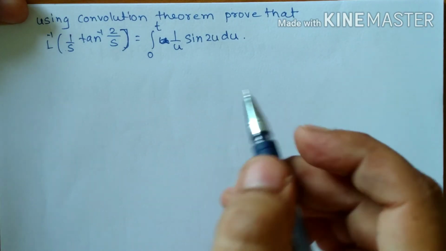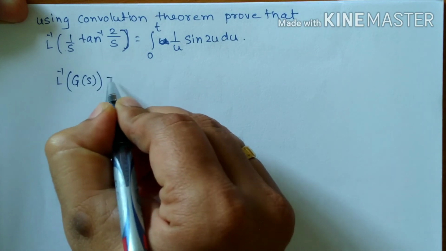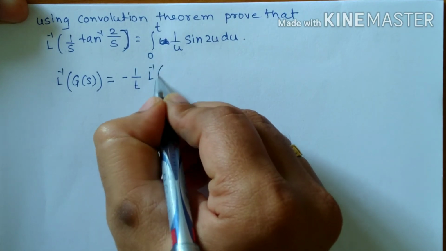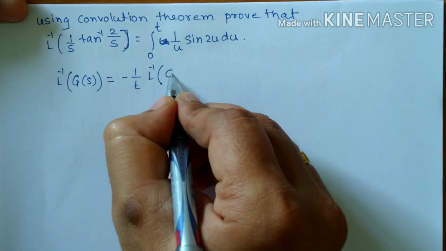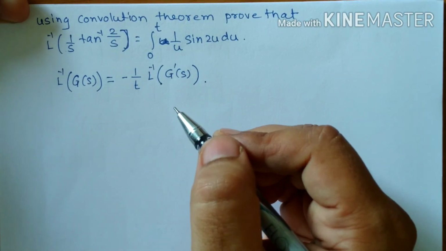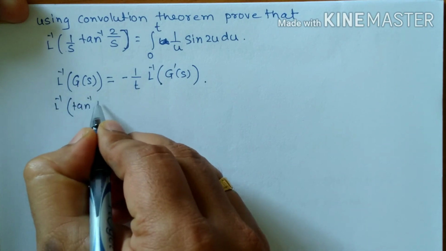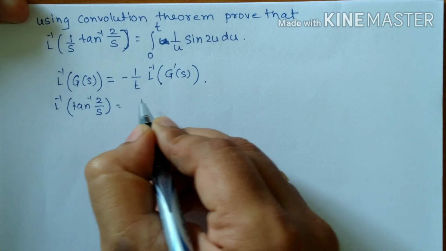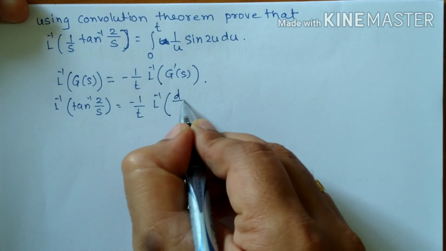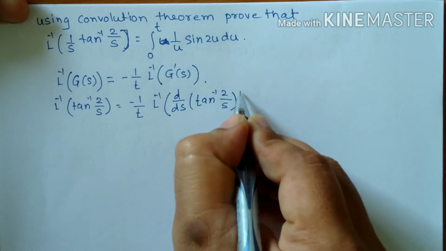So, to find the inverse Laplace of the second term, that is g of s, we require the differentiation property. That property is L inverse of g of s is equal to minus 1 upon t into L inverse of g dash of s. So here L inverse of tan inverse of 2 upon s is equal to minus 1 upon t into L inverse of d by ds of tan inverse 2 upon s.